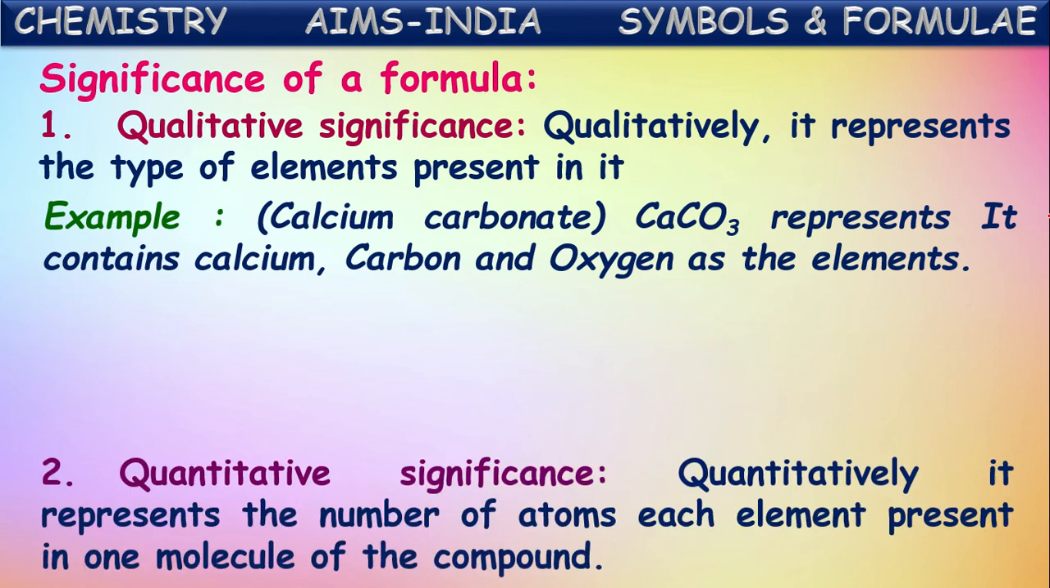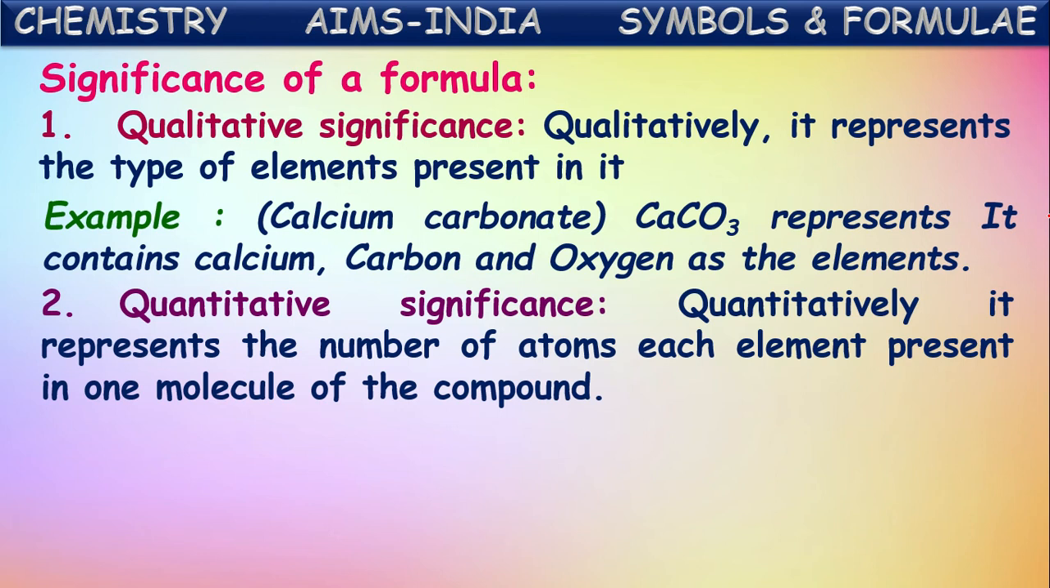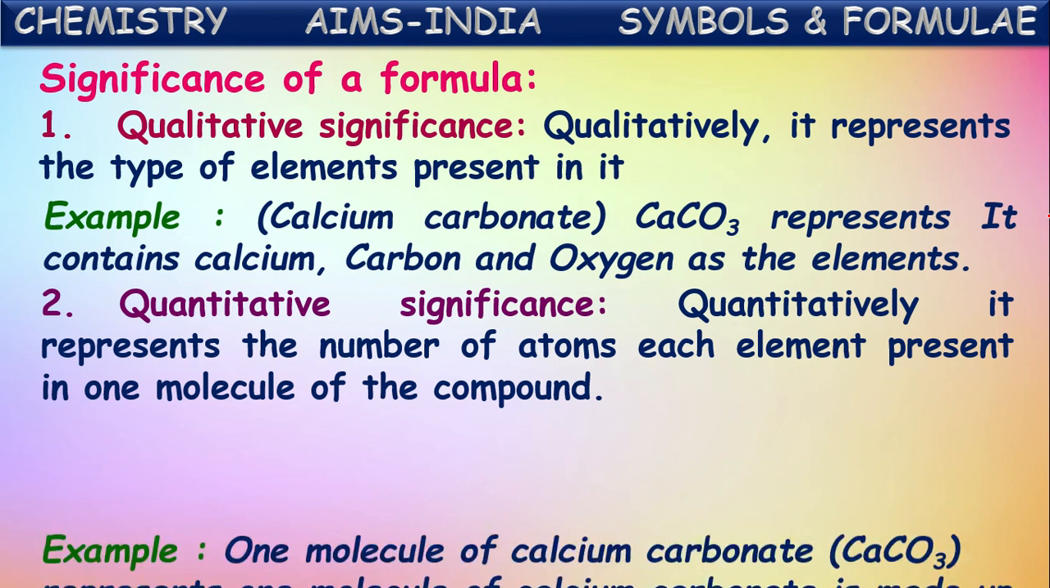Okay, and the second is quantitative information, that means quantitative significance. Quantitatively, a formula represents the number of atoms of each element present in one molecule of the compound. We have seen qualitative information means what kind of elements are present. Coming to quantitative information, it tells us the number of atoms of each element present in the molecule. If we see the same again, CaCO3.